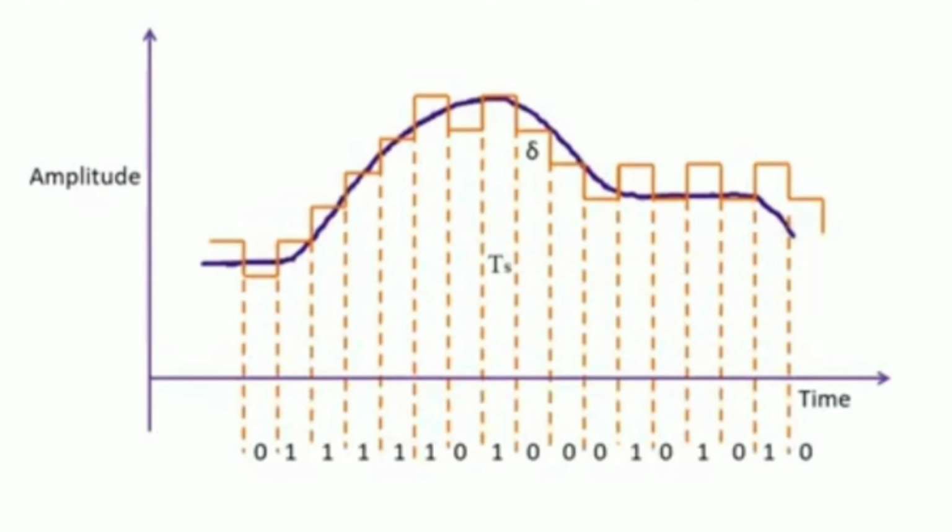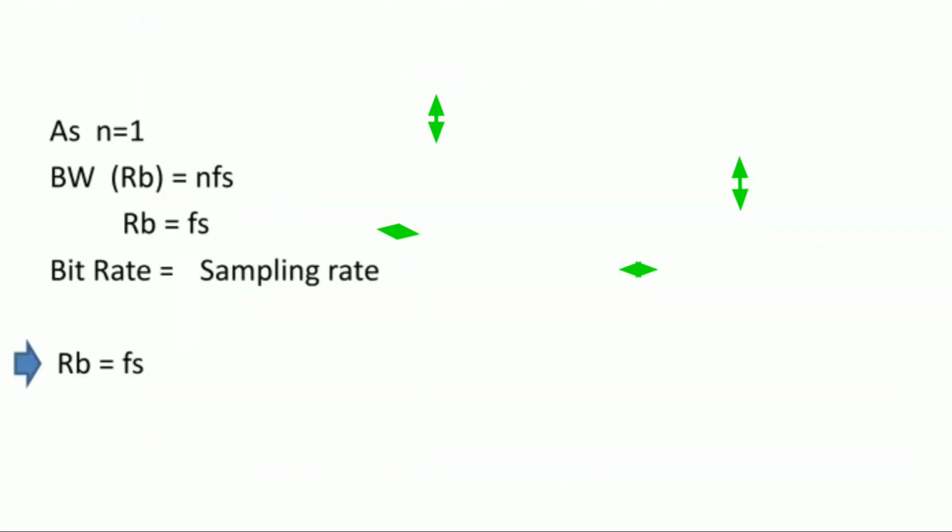One thing to remember in delta modulation is that we have a fixed step size, that is del. As delta modulation is 1 bit DPCM, the n value is 1 and the bandwidth is given by RB, that is n fs. So we get RB equal to fs, because RB is the bit rate and fs, we know, is the sampling rate. So in delta modulation, bit rate is equal to the sampling rate.